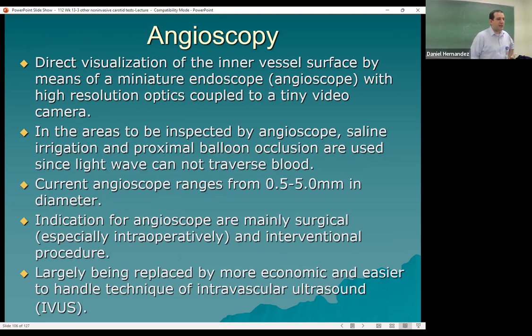Angioscopy. So this is actually direct visualization from inside the vessel. Now we have small cameras that we can attach to the end of our catheter and actually get images from inside of our vessels. In addition to the images, we can also get pressure measurements from inside the vessels as well.